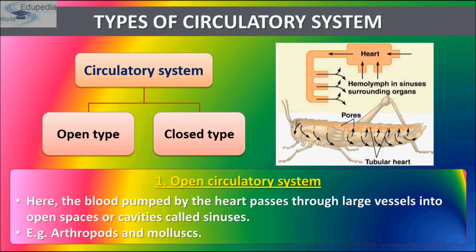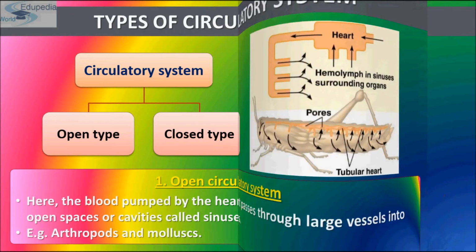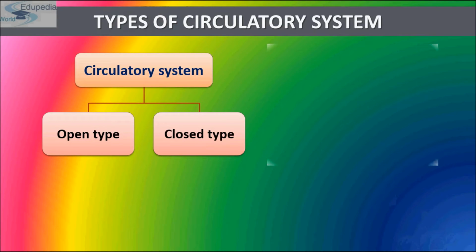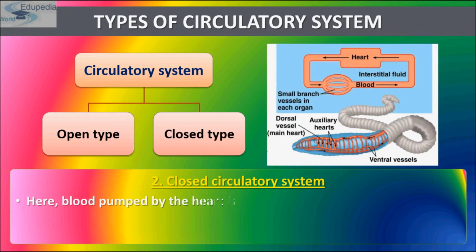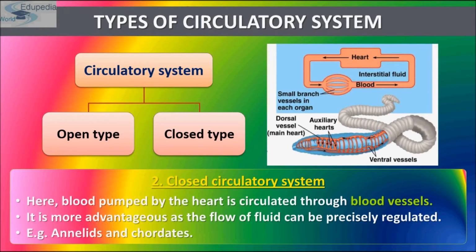Now we will study the closed type. Here, in the closed circulatory system, blood is pumped by the heart and is circulated through blood vessels. It is more advantageous, more beneficial, as the flow of fluid can be precisely regulated by different blood vessels. And this is the distinguishing feature of annelids and the chordates.